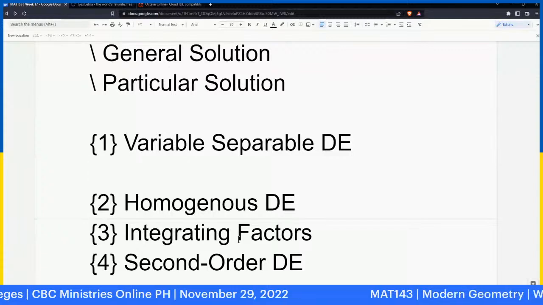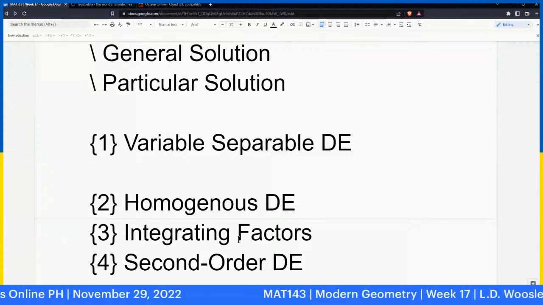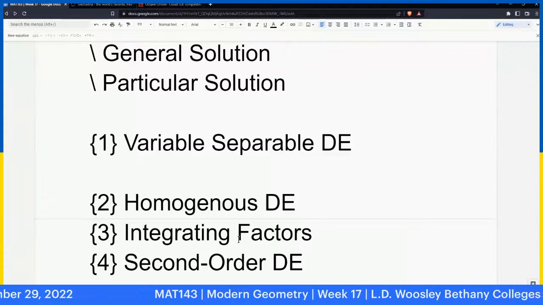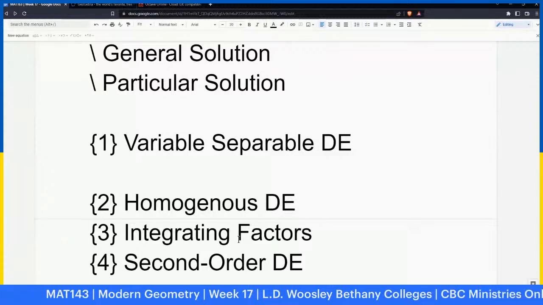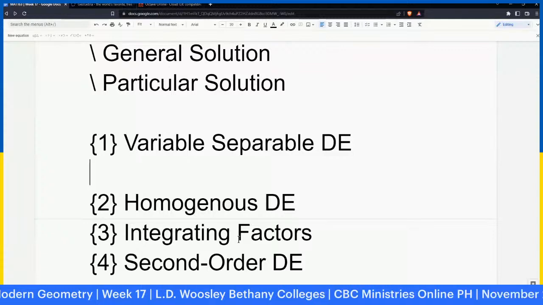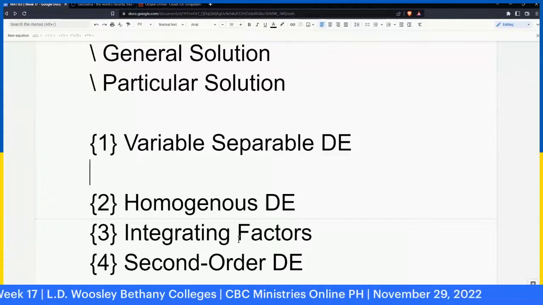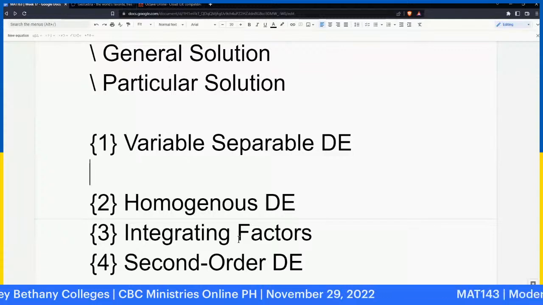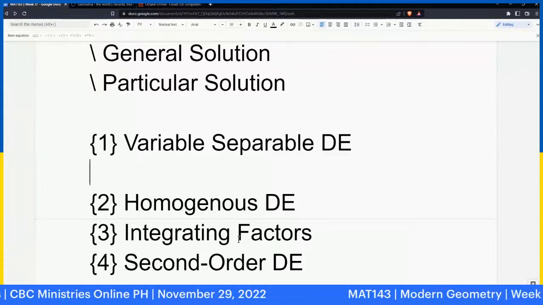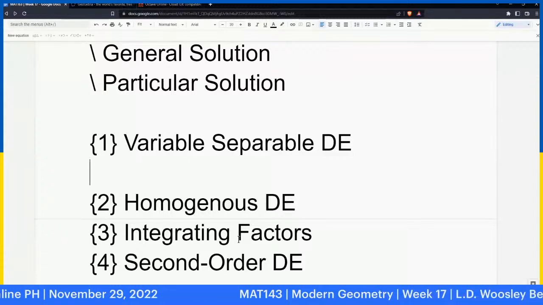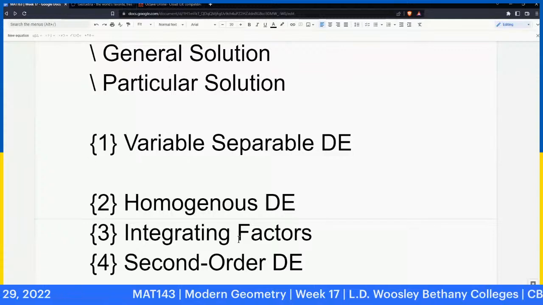Okay, so let me choose some problem here.